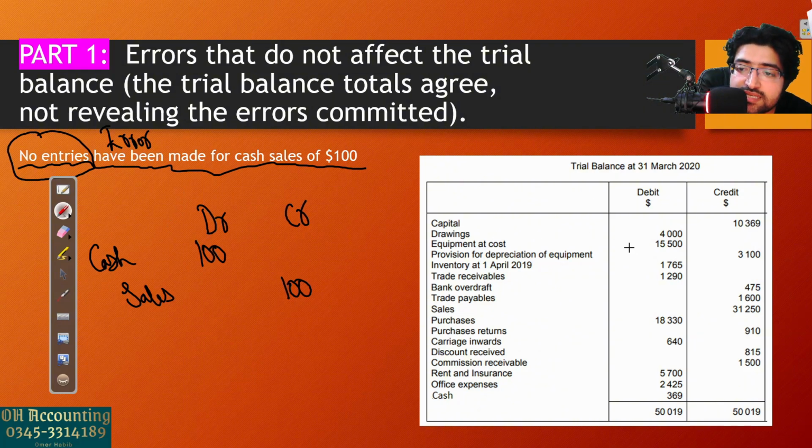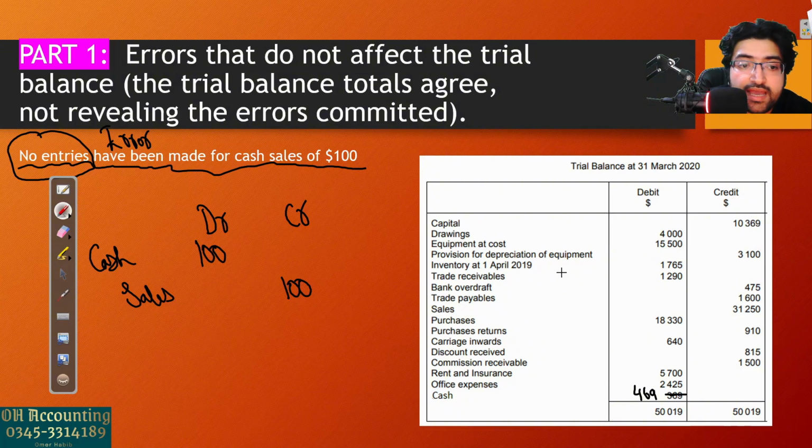So as you can see, the trial balance is still balancing. The debits are equal to the credits, regardless of this error being made. This error made no impact on the trial balance totals. The debits are equal to credits, but in reality we have made an error. We forgot to record this transaction. If we recorded this transaction, the cash amount should now be 469 because 100 more will be added to that. So let me cut this.